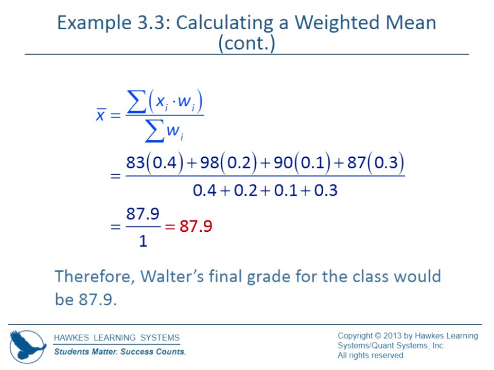Plus 98 times 0.2 plus 90 times 0.1 plus 80 times 0.3, all over 0.4 plus 0.2 plus 0.1 plus 0.3, which equals 1. Remember, I just converted those percentages to decimals. So if you do all the math, you get 87.9.